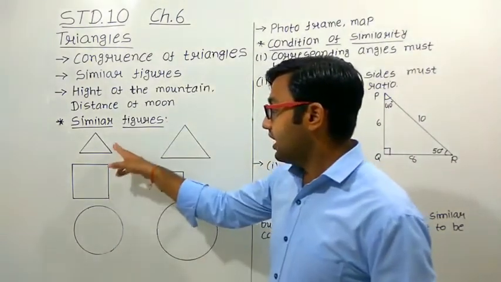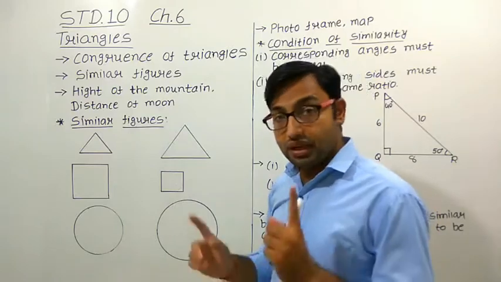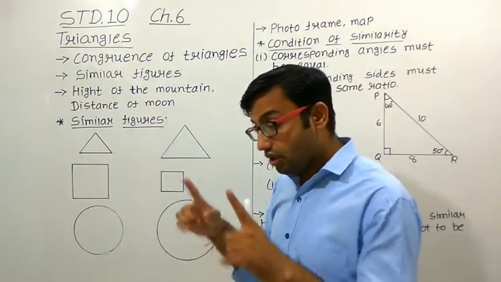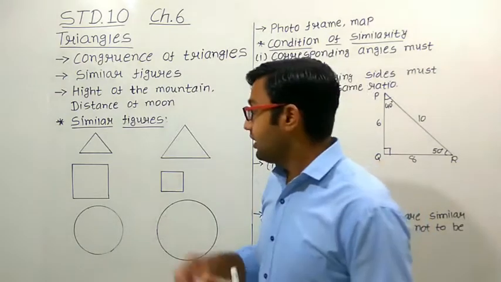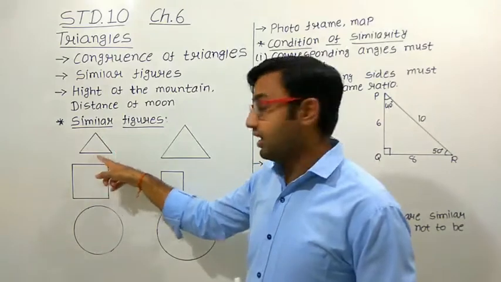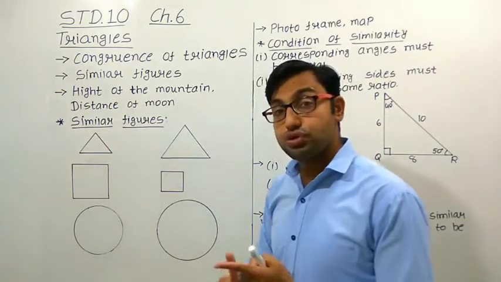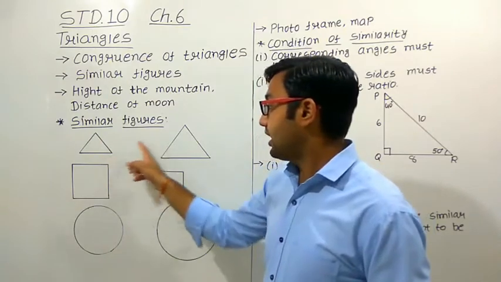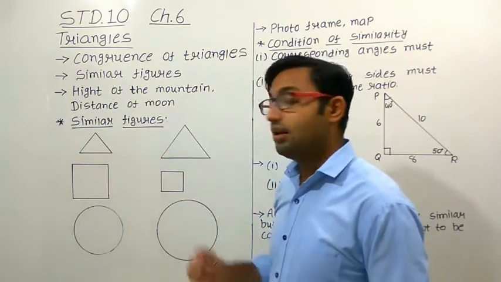See, this is a triangle, this is another triangle. You can see that both triangles are not of equal size, but this triangle is an equilateral triangle, and in the same way this triangle is also an equilateral triangle. So both these triangles we can say are similar figures.